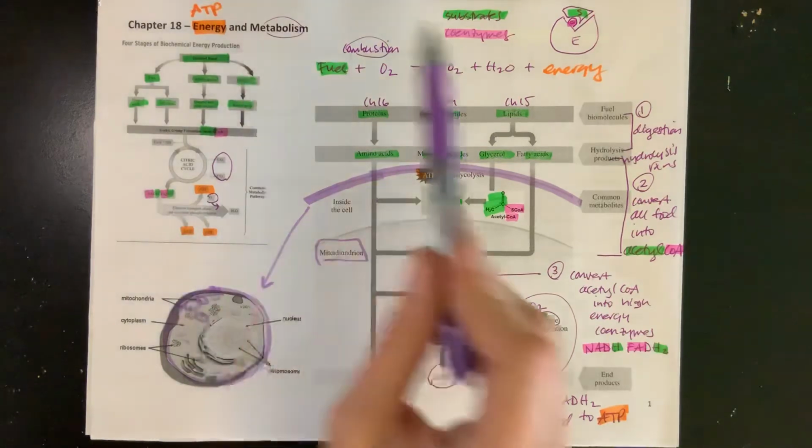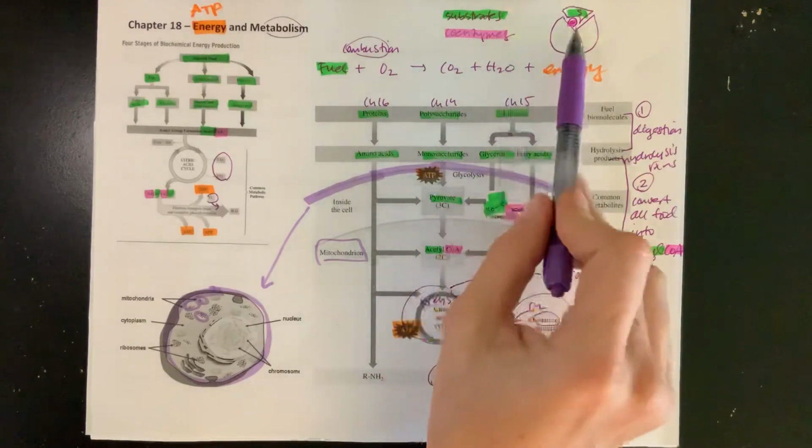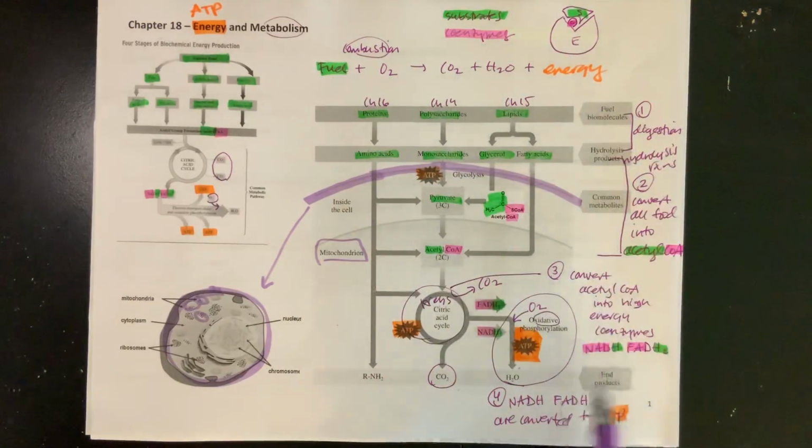So you need to be able to navigate your way around these pictures, relate it to combustion, relate it to enzymes, and then describe and identify these different stages of metabolism.